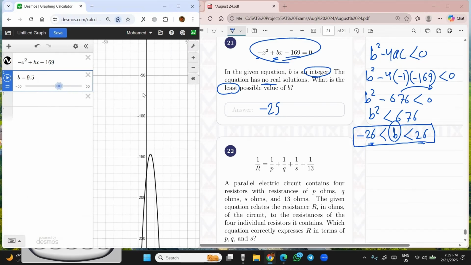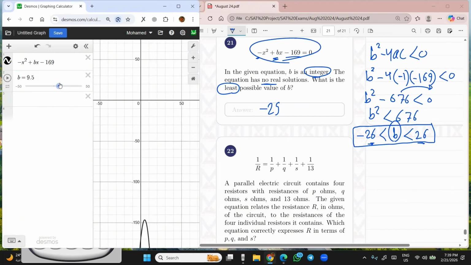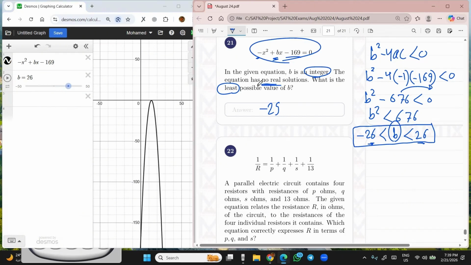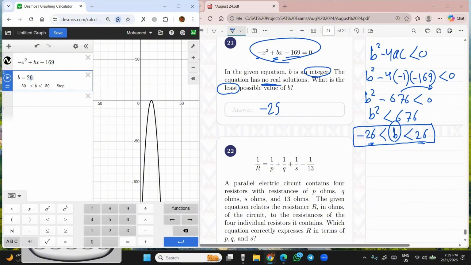Once you move, the x-axis is here. If you move this number b, it will come here and touch the x-axis at the point 26. But we do not need it to touch the x-axis because we have no real solution. So we just move a little bit down, and instead of 26, you make it 25. Look at this, 25 is okay. But this is not the least number because we still have a number smaller than 25.